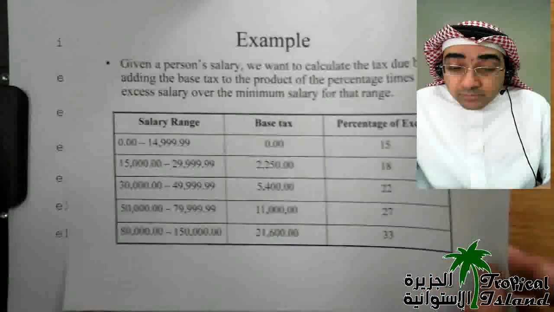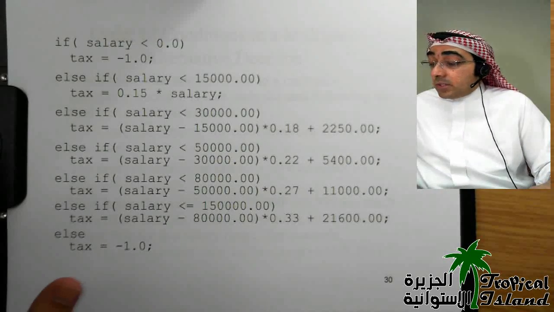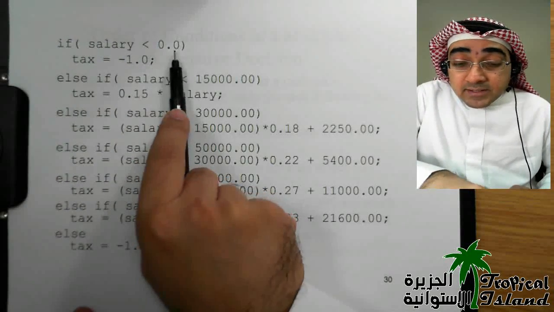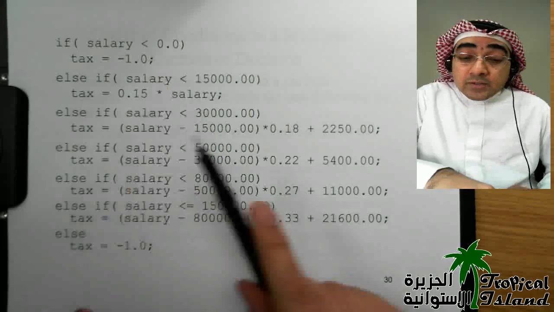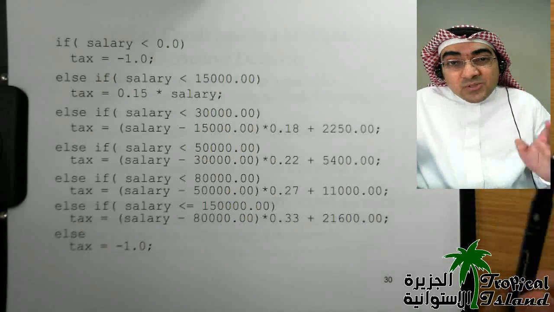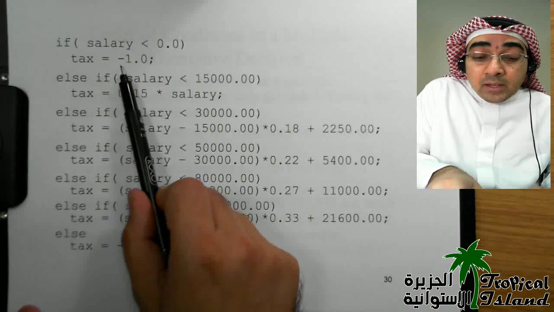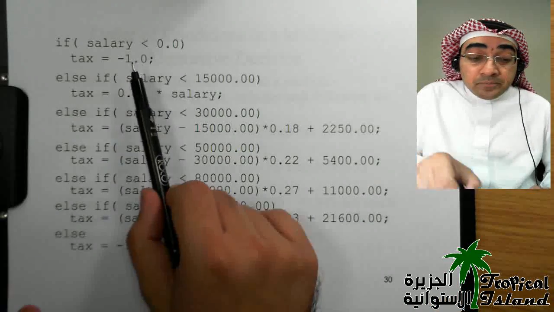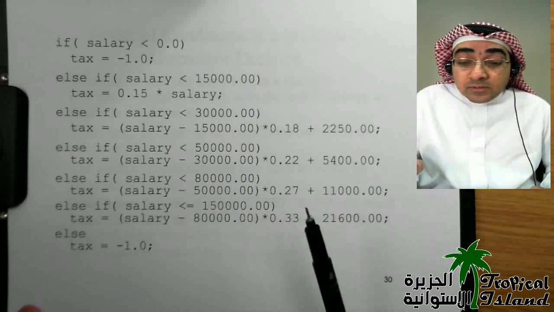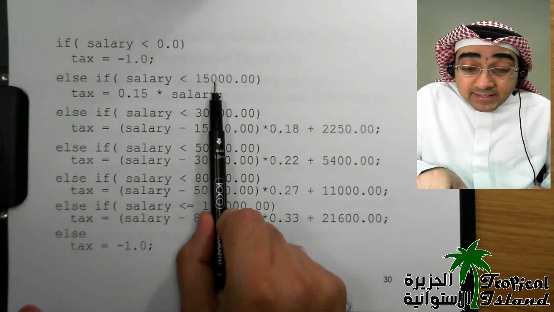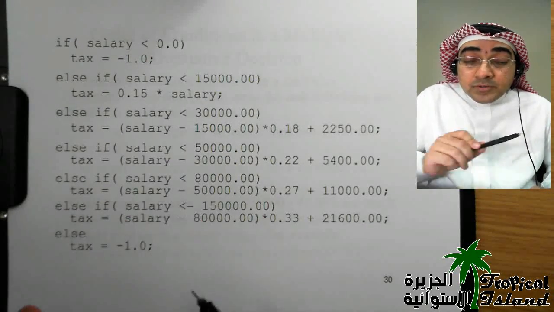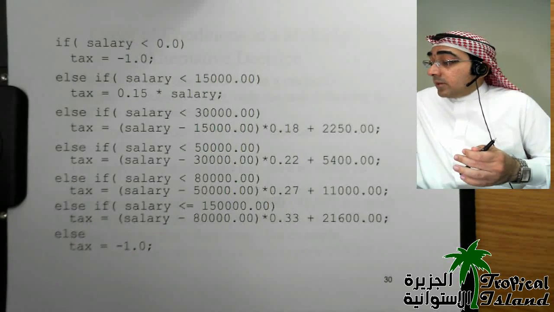Okay, so if you want to write a program that does this, how would we write our if statement? This is how we write it. If your salary is less than 0.0, your tax is minus 1, which means I cannot calculate the tax for you, because you're not paid, so this program will not calculate the tax for you. Else if your salary is less than 15,000, the tax is 15% of your salary.